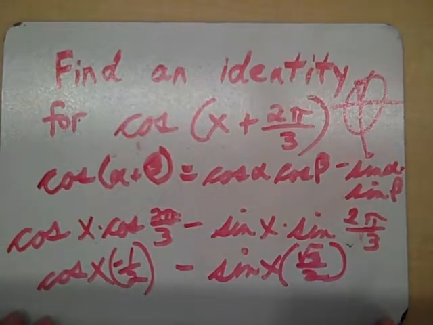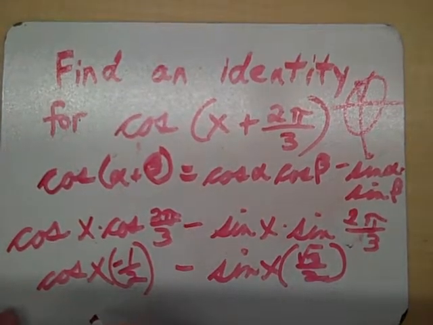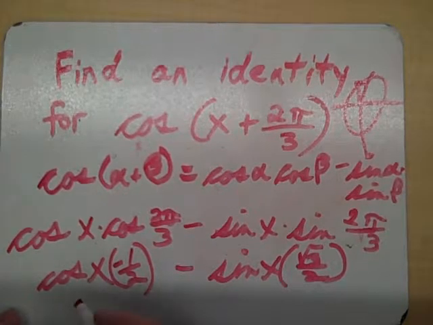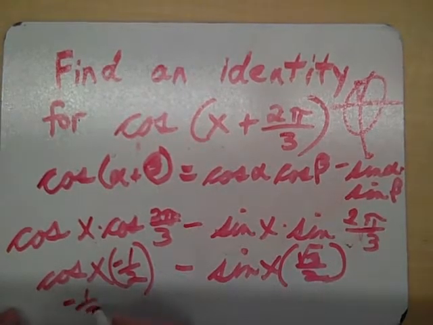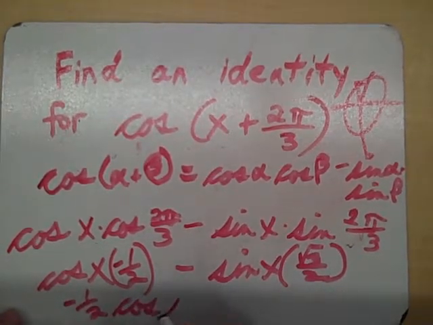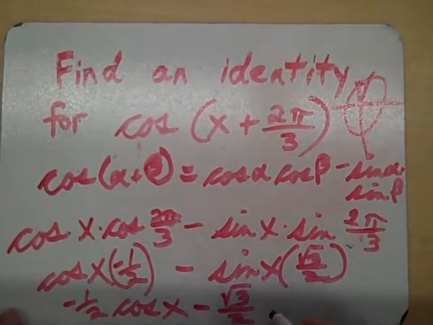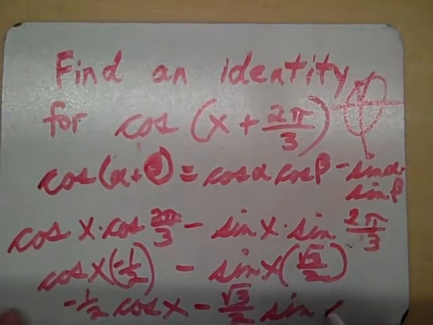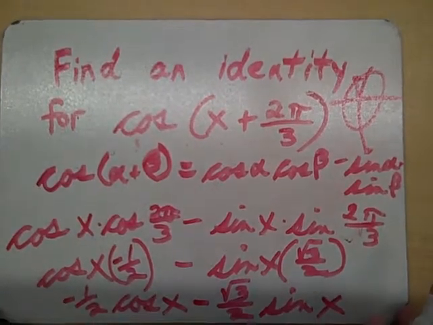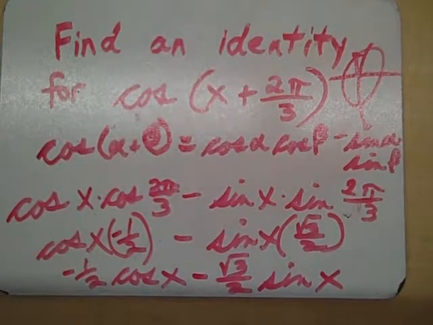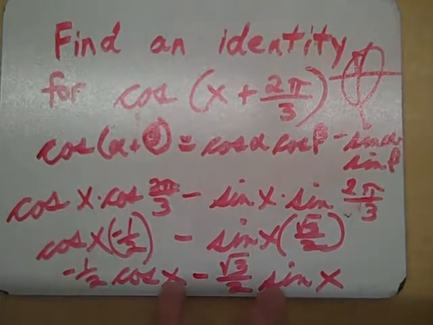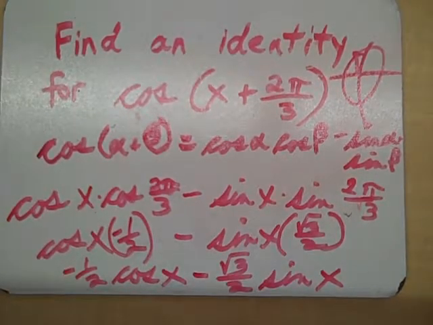So if I'm asking for an identity here, I might be inclined to write negative 1/2 cosine x minus radical 3 over 2 sine x. Make sure you can see all that. That would be the identity I would write for what this is, substituting when you can.